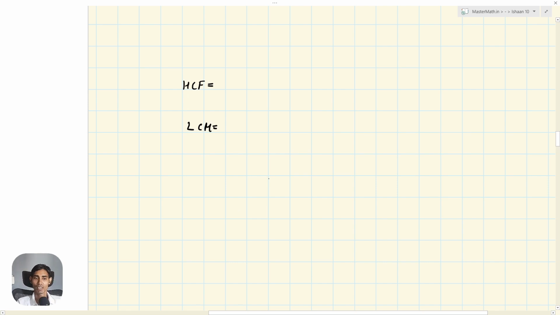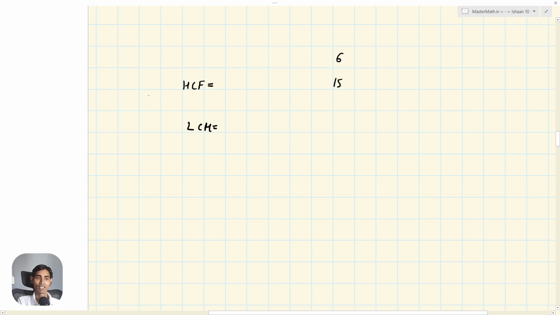We have better ways to gauge what these are. First we'll discuss how we find HCF and LCM, and then we'll discuss how to decide whether to find HCF or LCM in the question. So first let's discuss how to find these two. Suppose we are given 6 and 15.